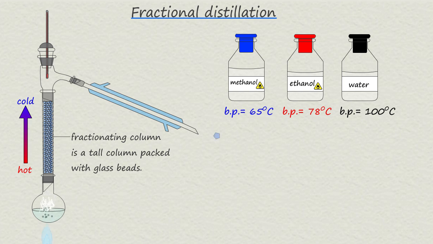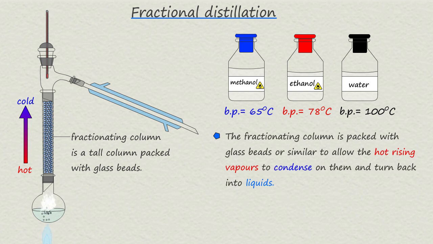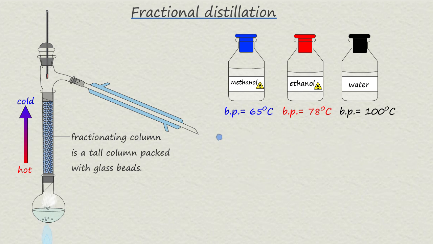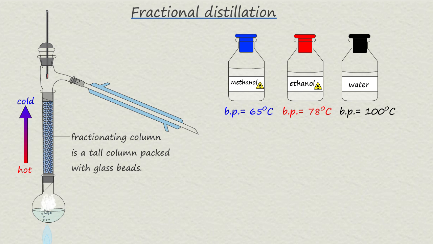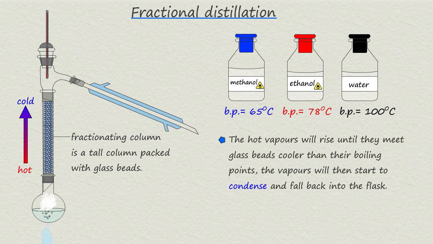The thin fractionating column can also be filled with glass beads or balls, which will also provide a large surface area for the evaporating liquids to condense upon. So initially, if the mixture of three liquids in the round bottom flask is heated, then the methanol will evaporate first, and so will some of the ethanol, and even a little bit of the water is likely to evaporate too. These hot vapours will then rise and enter the fractionating column. Now as soon as these vapours hit any glass beads in the fractionating column at a temperature lower than their boiling points, they will simply condense and form liquids which will drop back into the flask.